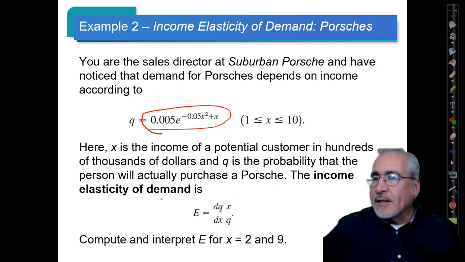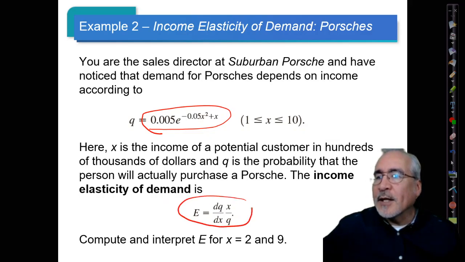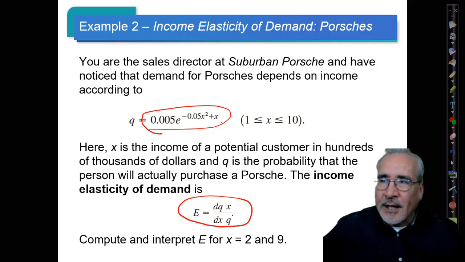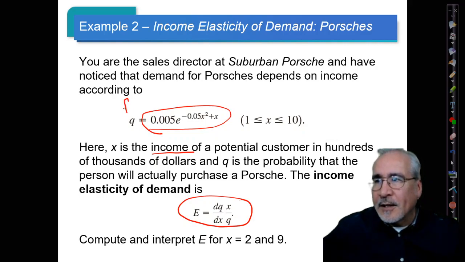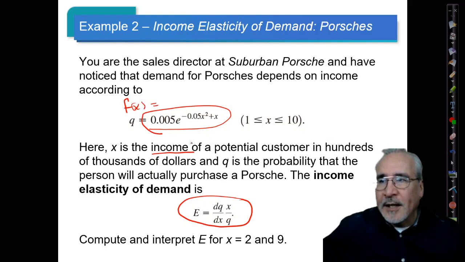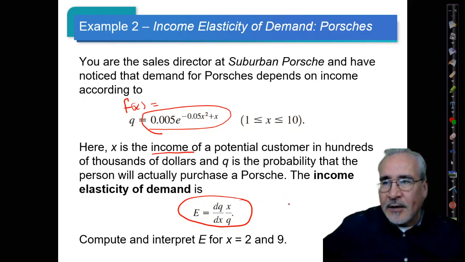The income elasticity of demand is, again, you'll see really the same formula, but again, what we're using is x for income instead of price. x is the income of the individual. Q is the formula they give us. Remember, it's really a function, f of x. Could have written it this way. So elasticity is really the same as what we were looking at, except we don't have that negative, right?